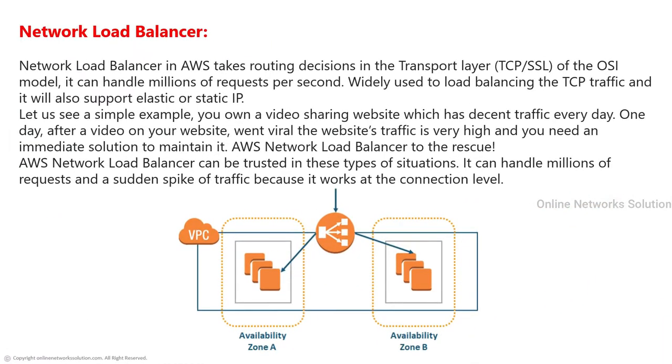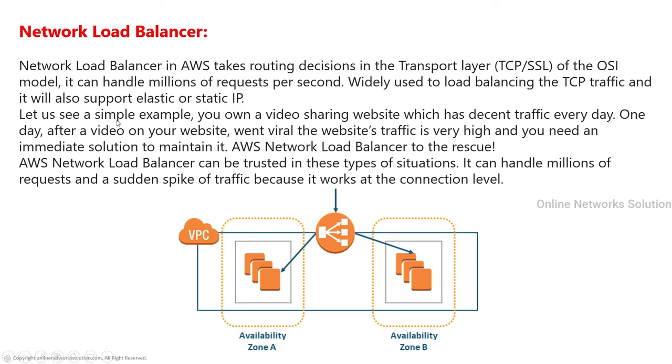Second is network load balancer. Network load balancer in AWS takes routing decisions at the transport layer, TCP and SSL, of the OSI model. It can handle millions of requests per second. It is widely used to load balance TCP traffic, and it also supports elastic or static IP.